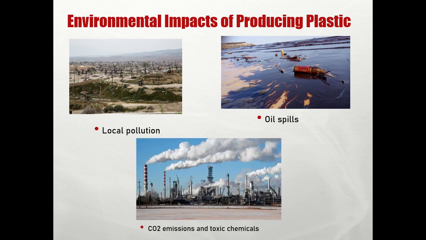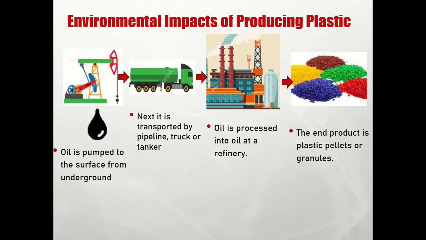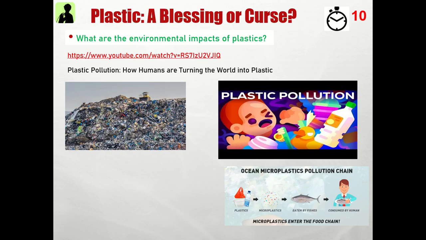Then you've got CO2 emissions. At every stage you have CO2 emissions and often toxic chemicals, for example in the transporting and the processing. All of those things contribute CO2 emissions, which is also a factor in global warming, isn't it? And climate change. So these are all impacts of firstly producing plastic.